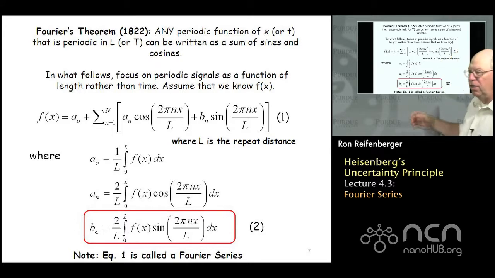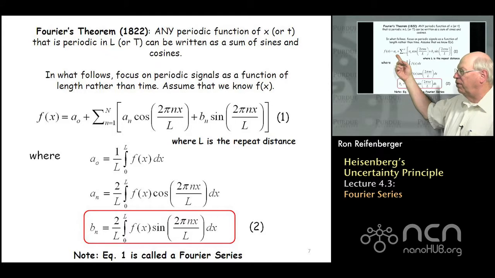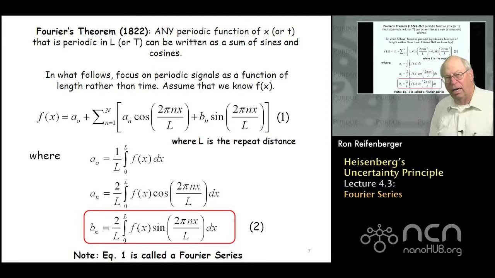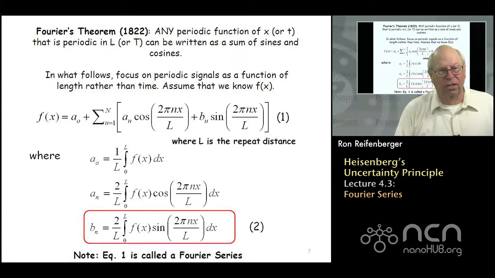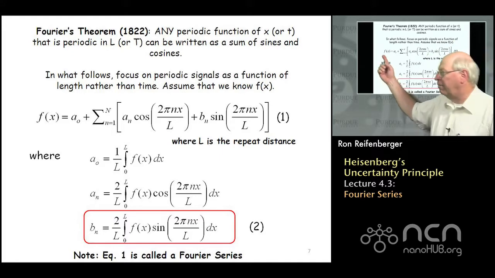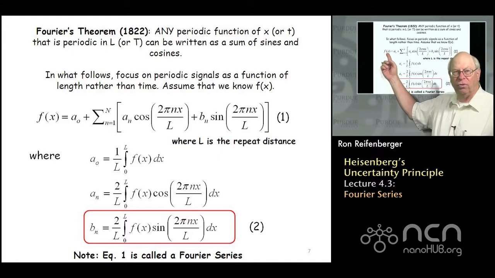So to be useful, we have to be able to determine these unknown coefficients. There's an unknown coefficient, A0, which is constant, just an offset independent of x. And then there are coefficients a sub n and b sub n that depend on the cosine and the sine functions. And the trick is to figure out what A0, a sub n, and b sub n are based on the known function f of x that's usually given to you.